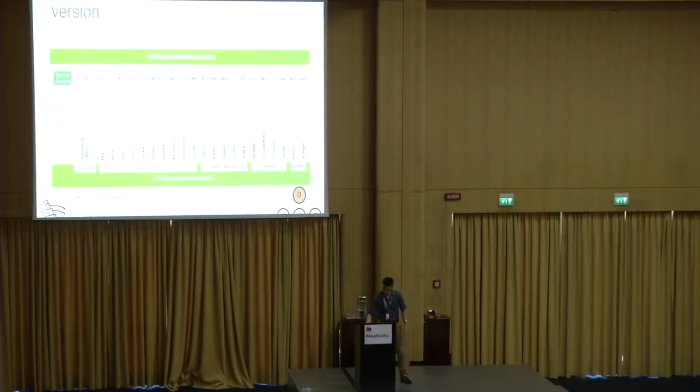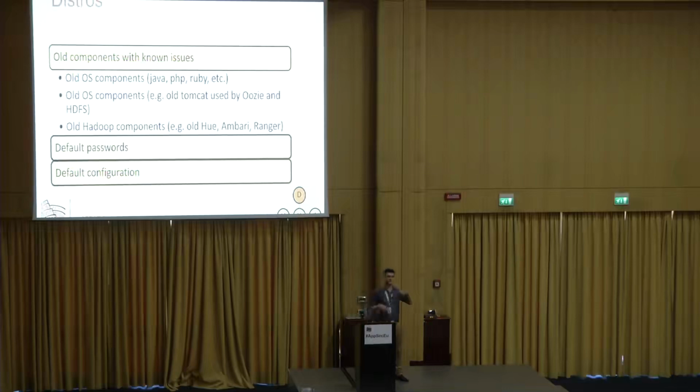So this is the list of HDP Hortonworks distribution components by version. Basically, what we've seen is that at least 1 or 2 months is needed to implement a new version of, for example, Apache Ranger in Hortonworks HDP. Okay, so the problem with distributions is that they've got old OS components, like programming stuff: Java, PHP, Ruby. Old components connected to, for example, HTTP servers, like there is an old Tomcat used by Oozie, or old Hadoop components, as I mentioned, old Hue, Ambari, or Ranger.